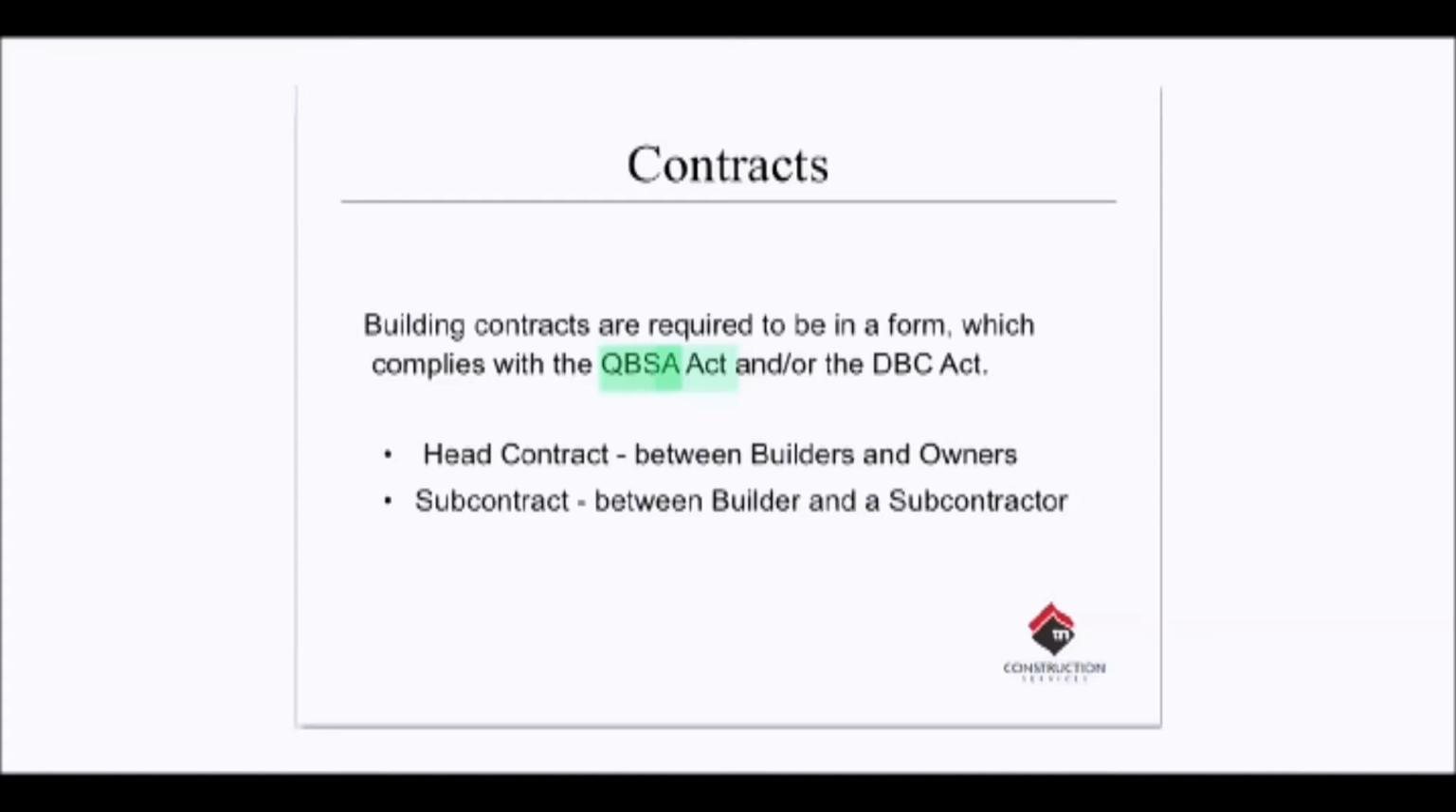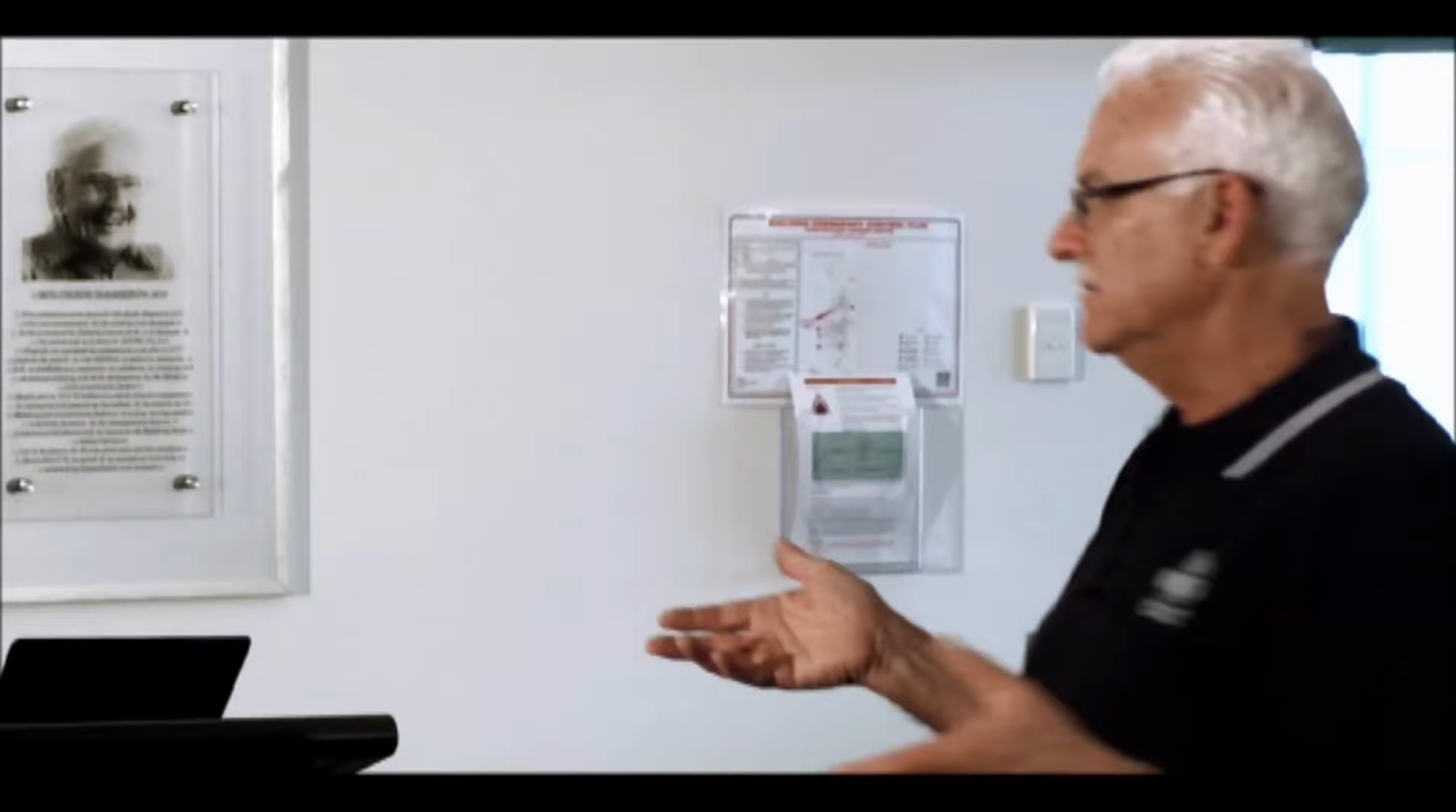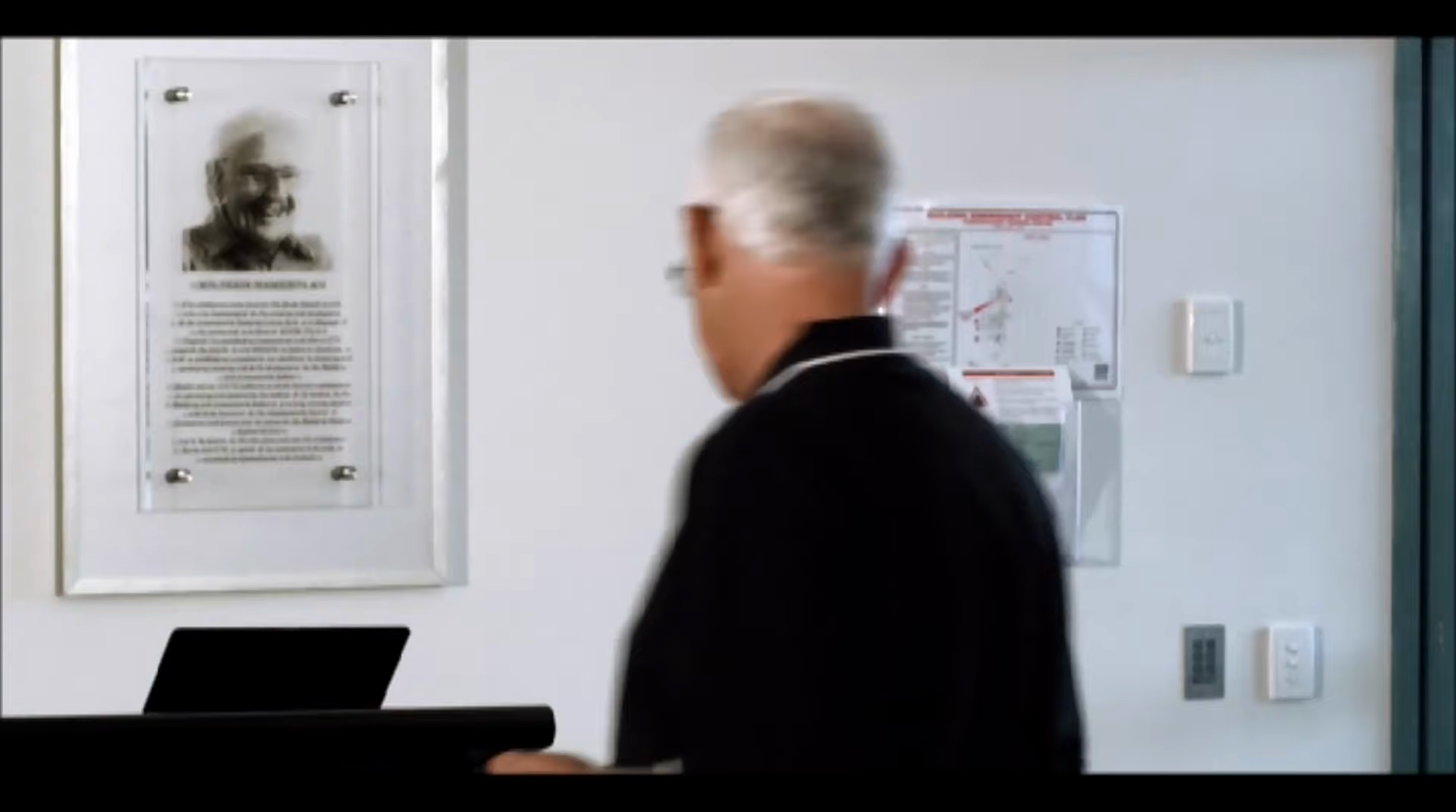Well, this is what the law is. The law is the Queensland Building Services Authority Act and the Domestic Building Contracts Act. That's what you've got to abide by. It says there a head contract between builders and owners, or a subcontract between a builder and a subcontractor. That's what you've got to do. When you get your builder's license, if you're going out there and building for an owner, you've got to have a contract in place. If you've got subcontractors working for you, you've got to have a subcontract in place. All comes under that act.